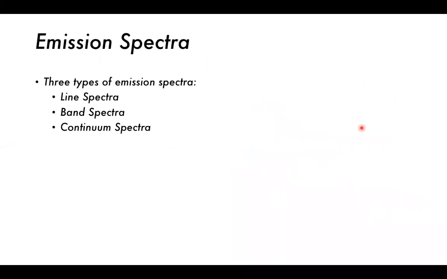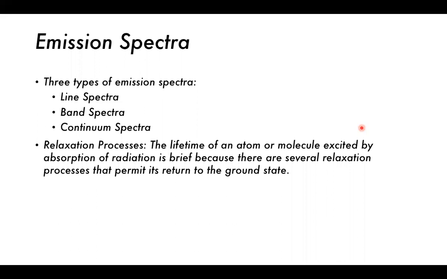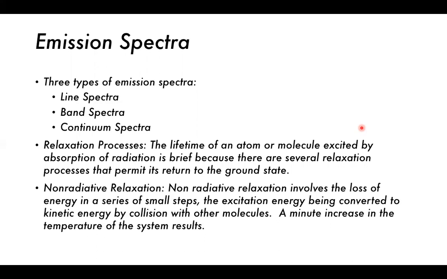We also have similar types of emission spectra. We have line spectra, we have band spectra, and we have continuum spectra, and we'll see all of these shortly. So the relaxation processes occur. The lifetime of an atom or molecule excited by the absorption of radiation is brief, because there are several relaxation processes that permit its return to the ground state. Non-radiative relaxation involves the loss of energy in a series of small steps, the excitation energy being converted to kinetic energy by collision with other molecules, and a minute increase in the temperature of the system results.